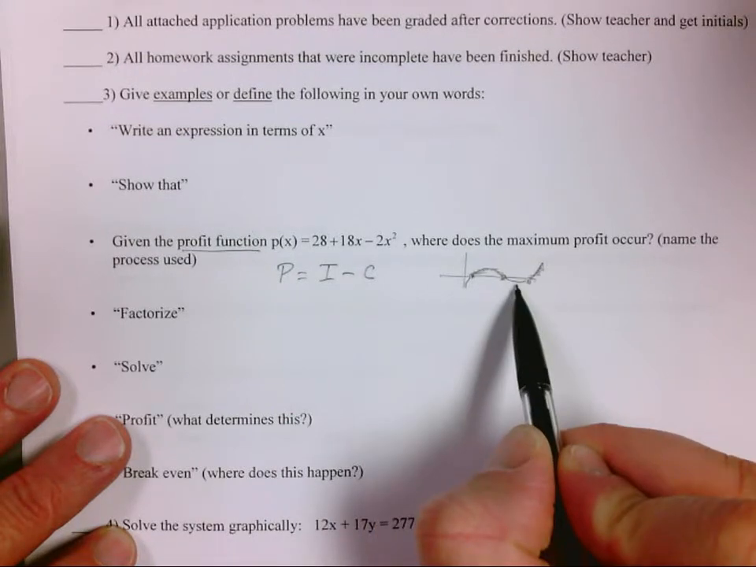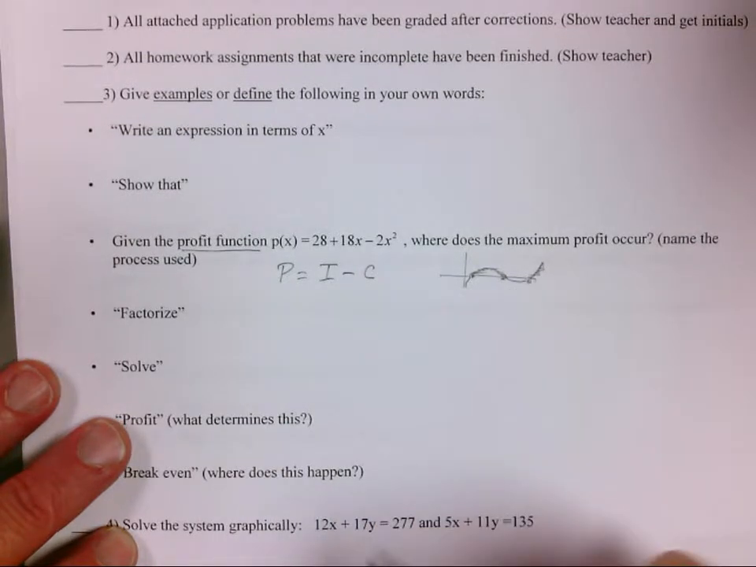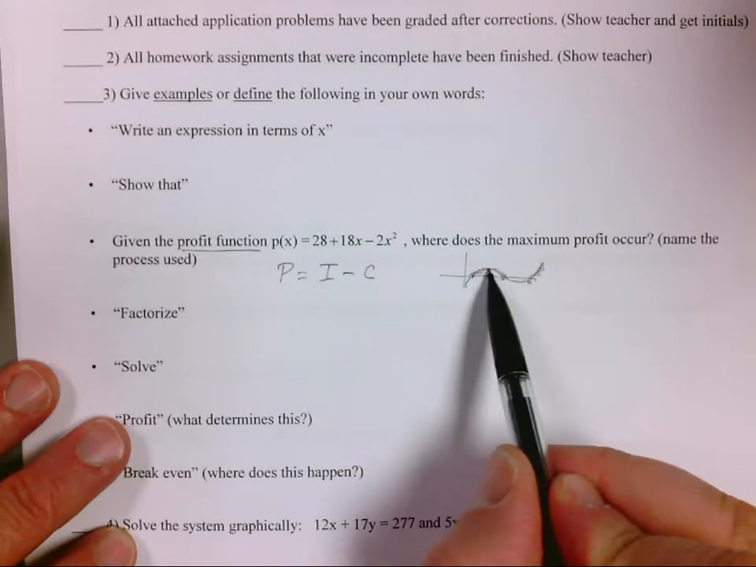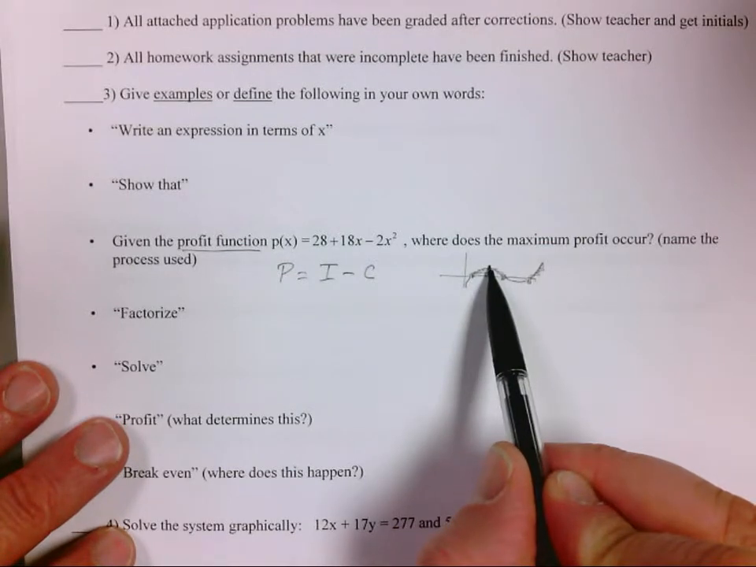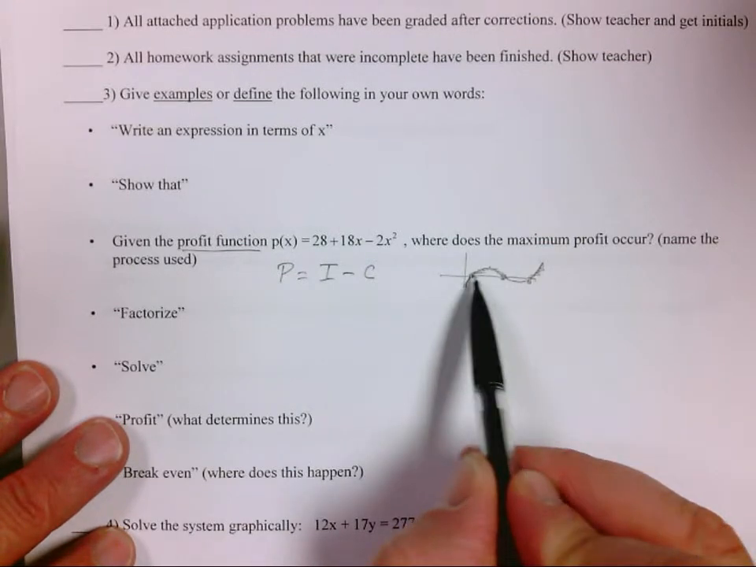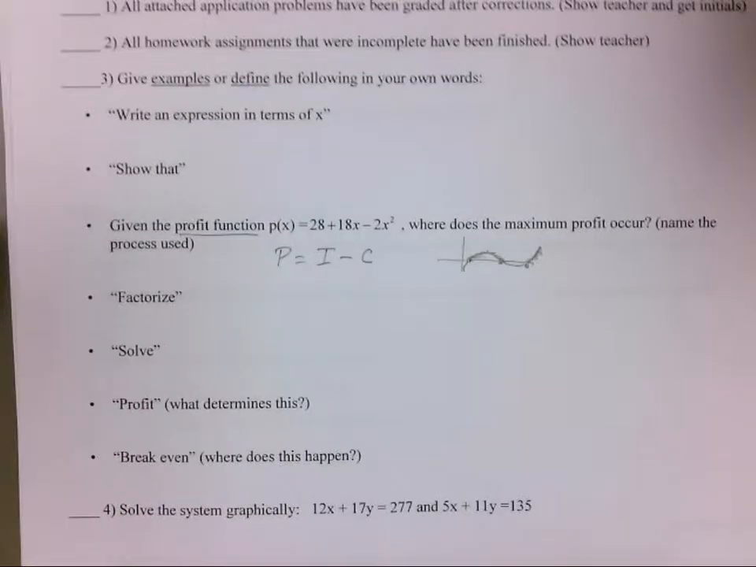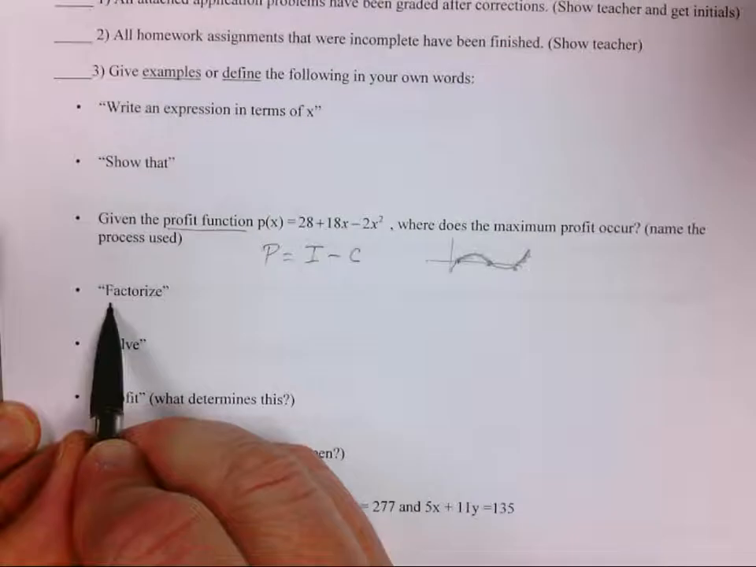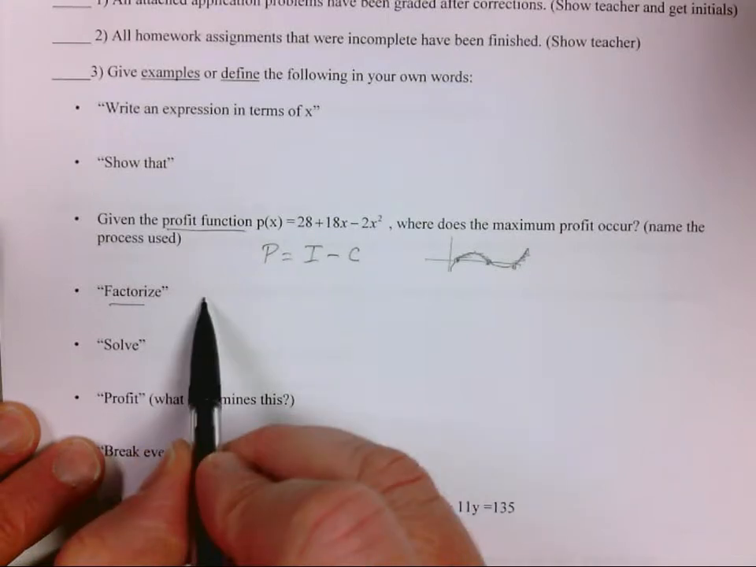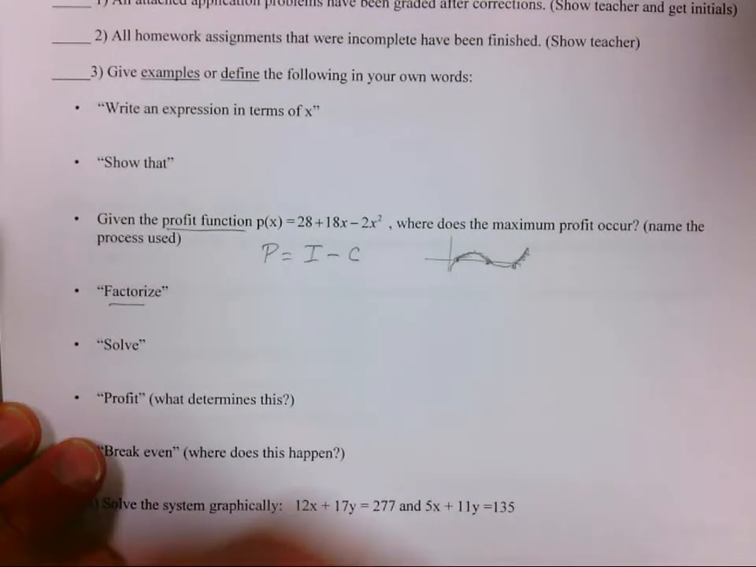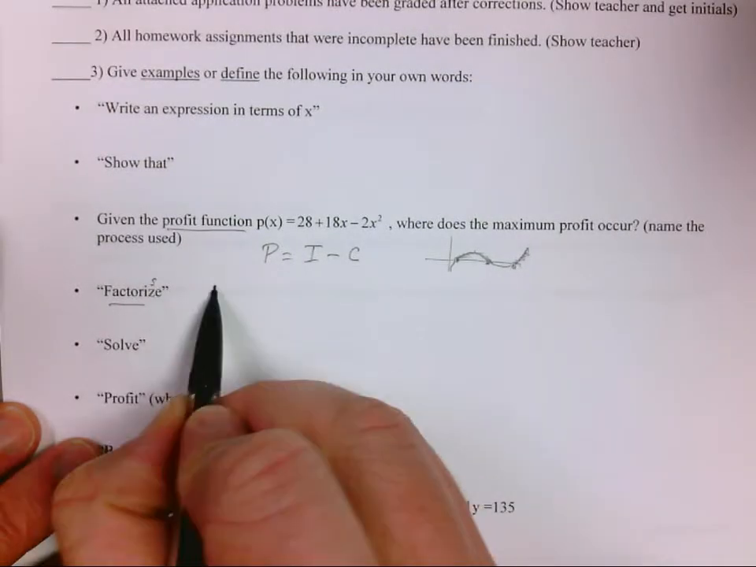So when you're trying to find a maximum profit, you're looking at this point. When you're trying to find break-even points, those are there. Those are all important things when you're talking about economics problems. Factorize means write things in terms of factors. Sometimes it's with an ISE. Means factor, like you did in algebra.